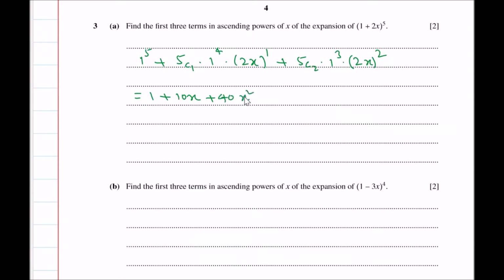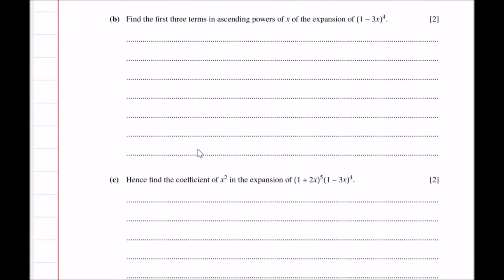x square. This is your answer. Now part B. Find the first three terms in ascending powers of x of the expansion of (1 minus 3x) raised to the power 4. Here we have a negative sign, so we have to be very careful in applying the formula.